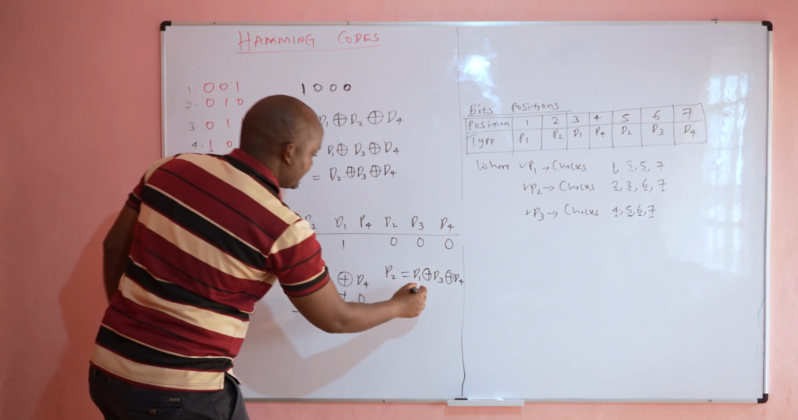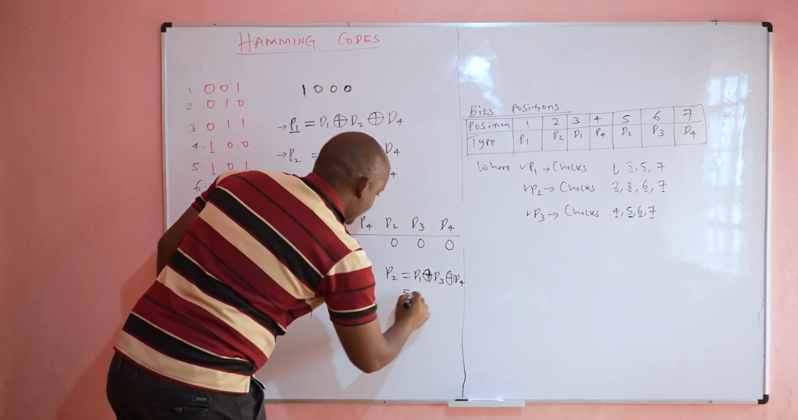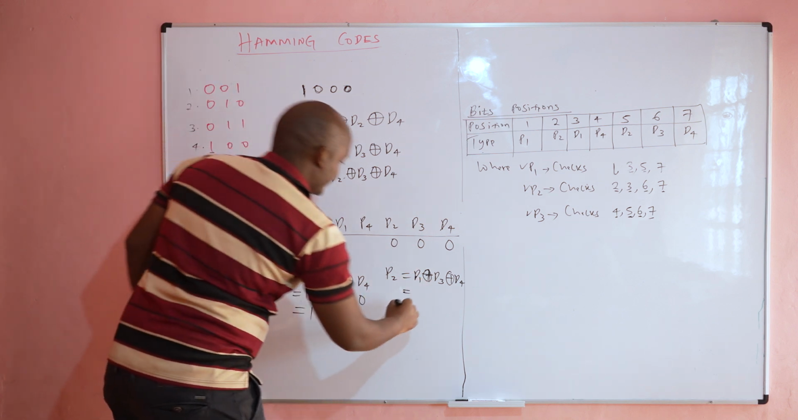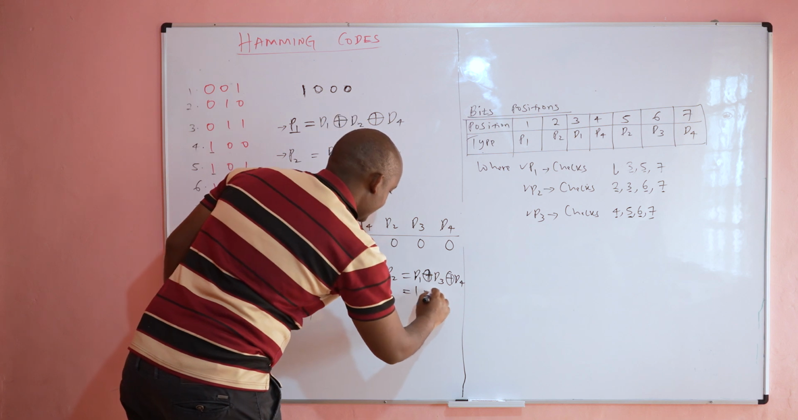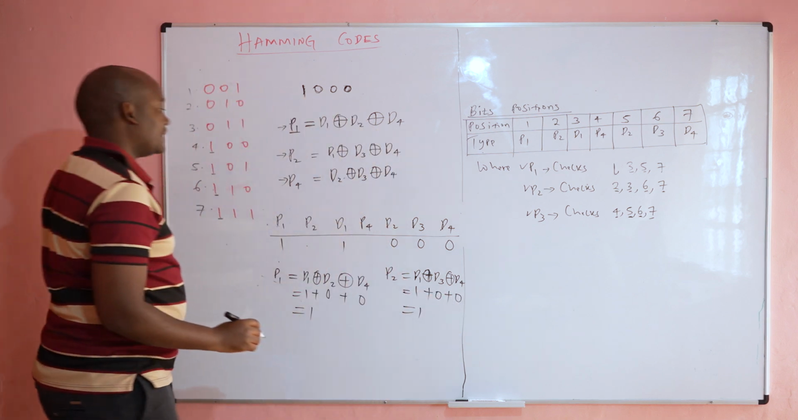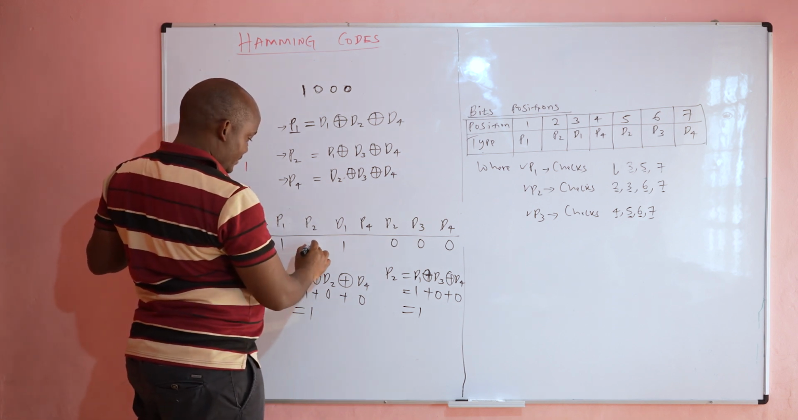So these circles mean just the sum of these values. So which will be given by what? What is our D1 in this particular case? It is 1 and the others are 0. So this will be 1 plus 0 plus 0, which is going to give us 1. Now this means that in this position we need to put 1.